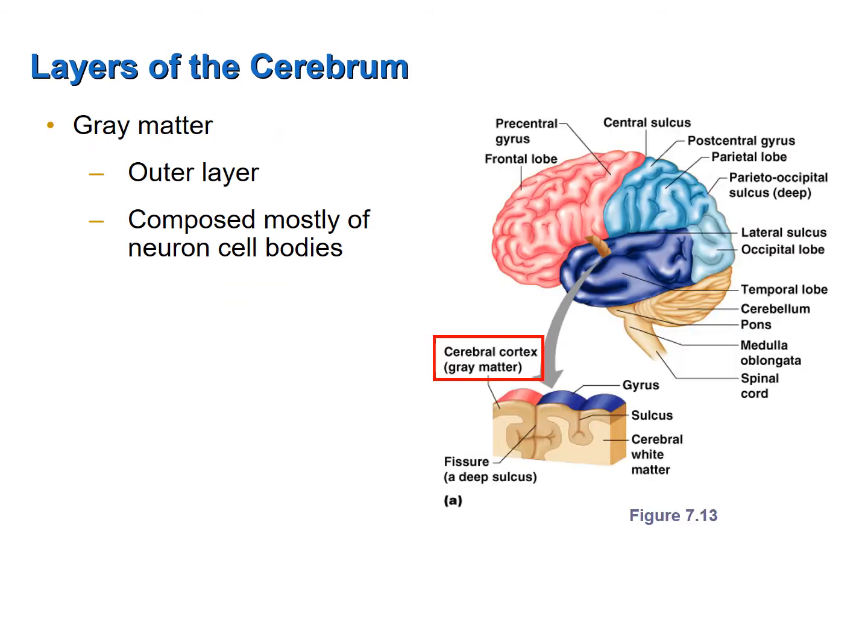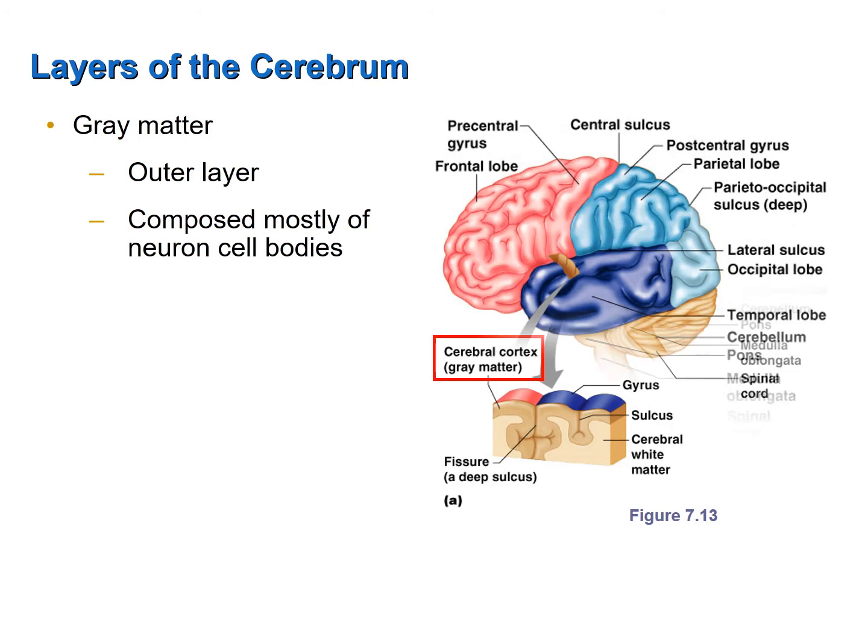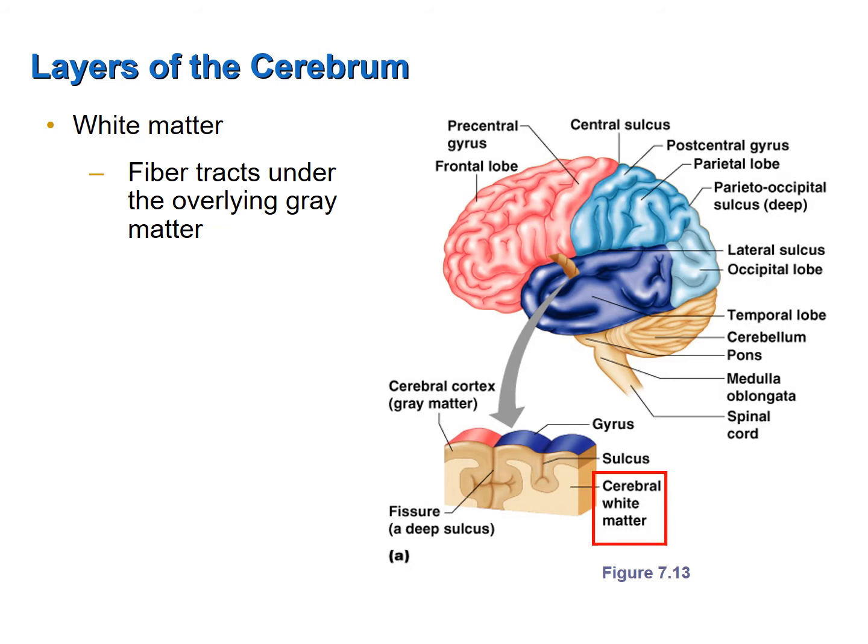If you were to dissect the cerebrum, you would find that the outer layer is called the cerebral cortex. Cortex means bark, like the outer portion of a tree. The cerebral cortex is composed of gray matter, and this is because that's where the neuron cell bodies are located. Deep to the cerebral cortex is the white matter. The white matter consists of myelinated axons bundled together into fiber tracts, which descend from the neuron cell bodies of the cerebral cortex.